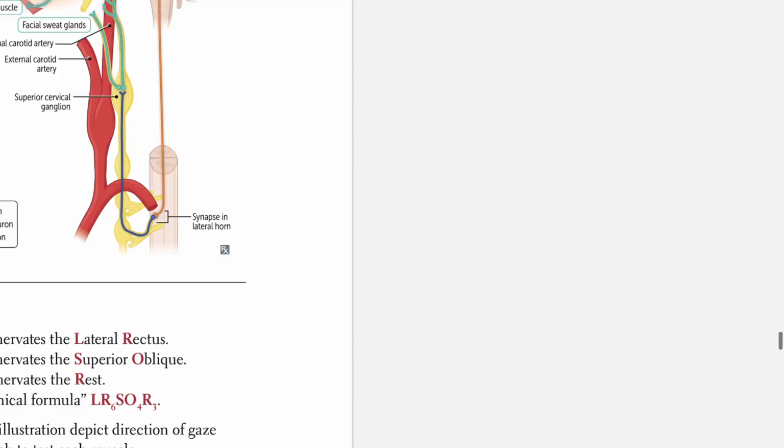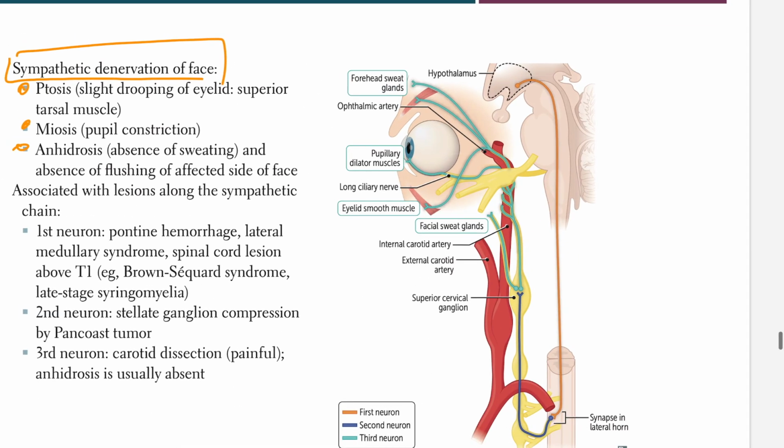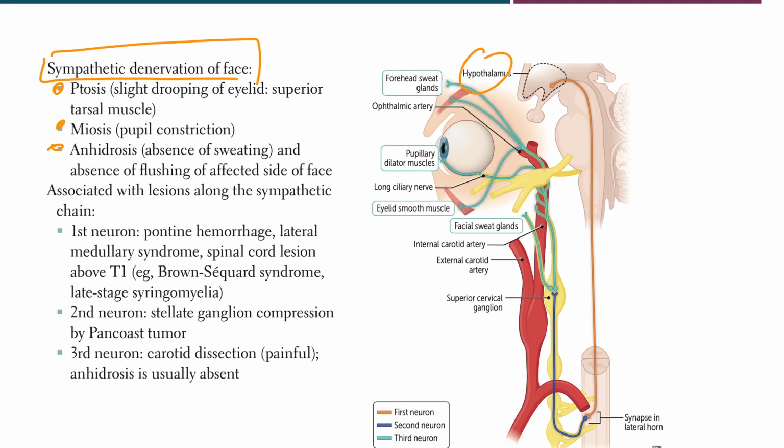Let's take a look at the left side. From the hypothalamus, we get this first neuron that goes all the way down and synapses in the lateral horn. From the lateral horn, the second neuron arises and travels towards the superior cervical ganglion, right? And from the superior cervical ganglion, the third neuron innervates a couple of structures.